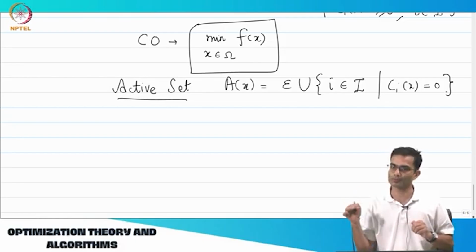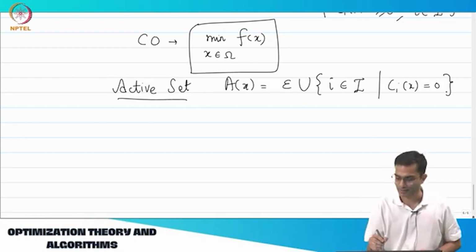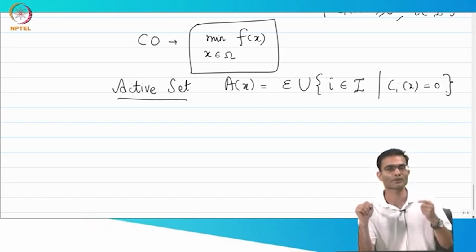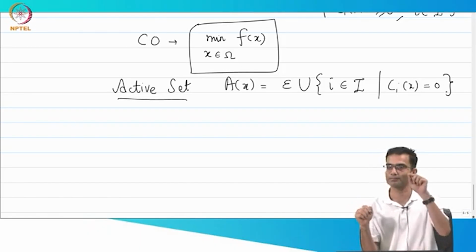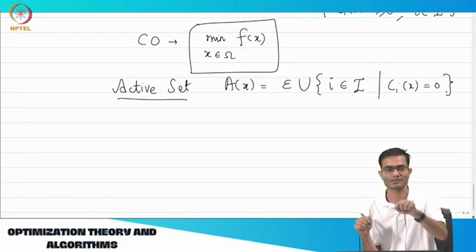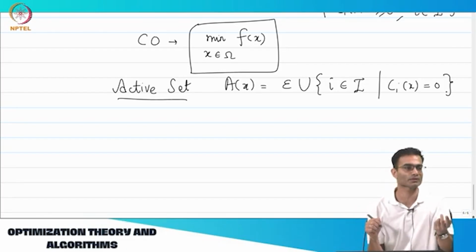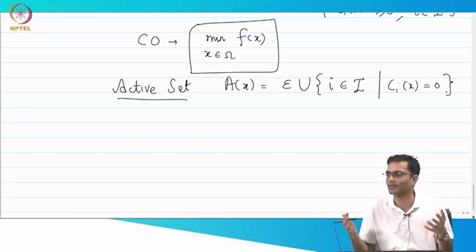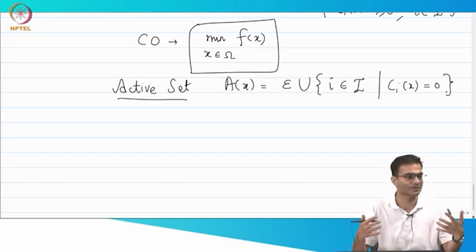But remember that this active set definition over here, does it depend on x? It depends very much on x. It's a question being asked at a particular point x. At this point, which is the set of inequalities which are active? Active, in just plain English, means it's making a difference, right?